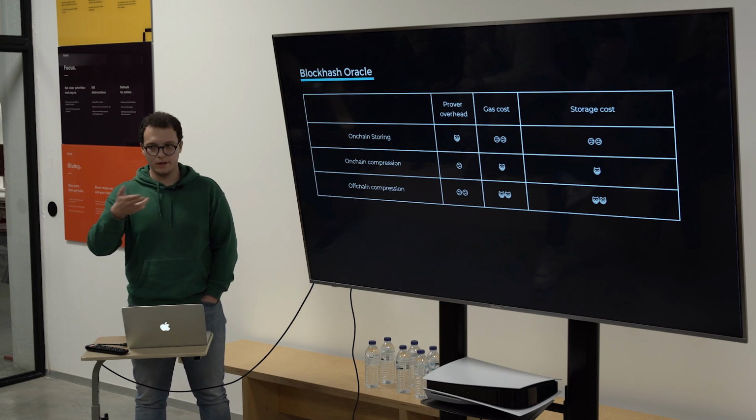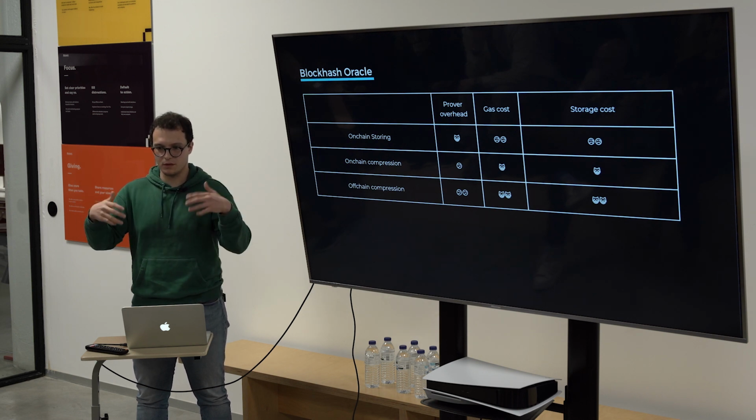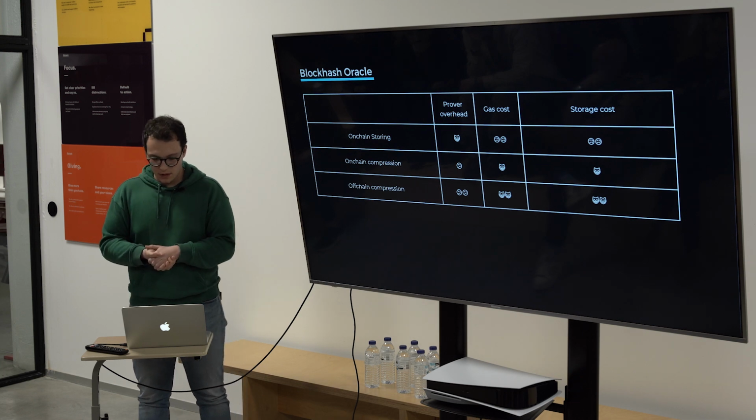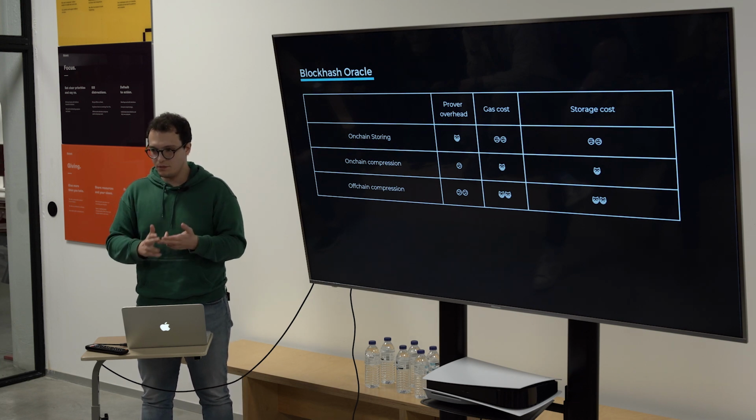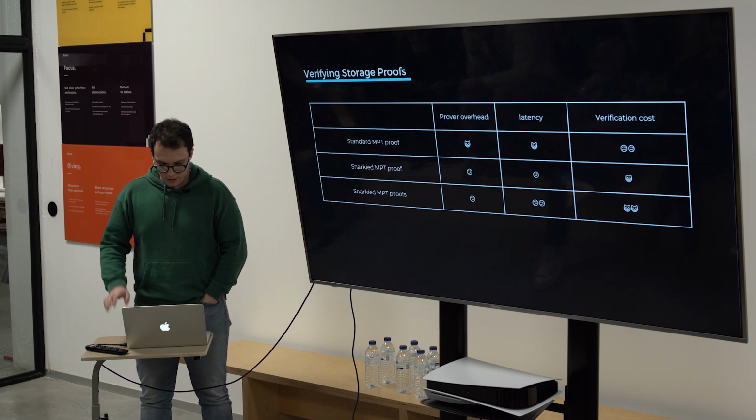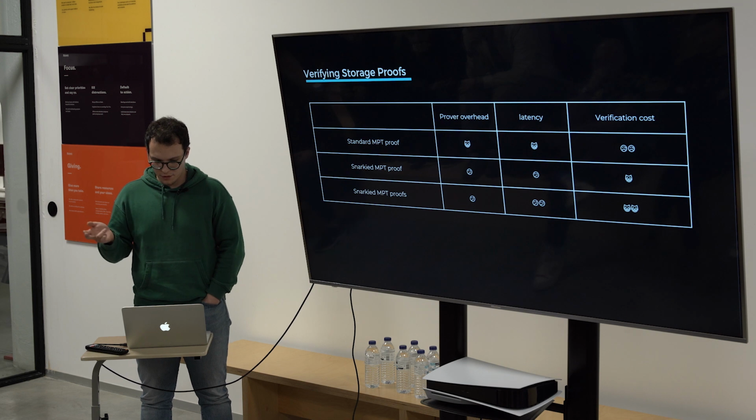And off-chain compression is doing literally the same, but not on an L2, but you just spin off your own prover and you do it. And you can even parallelize it, right? So there is a lot of overhead, but again, it's very cheap and you use literally no storage. So we are happy.